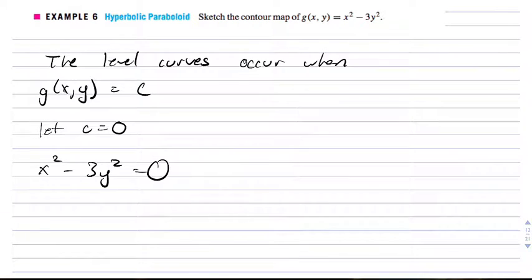So if I solve for y, I would add that to both sides. I get x squared equals 3y squared. Divide by 3, so then y squared.